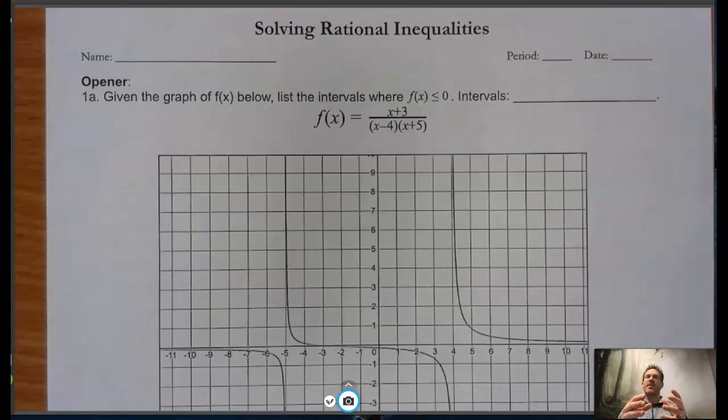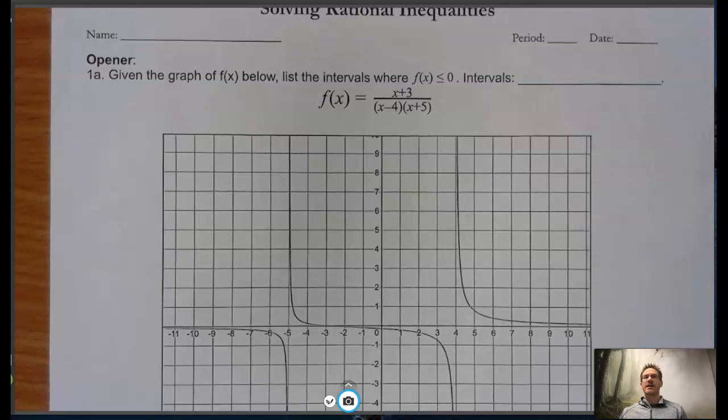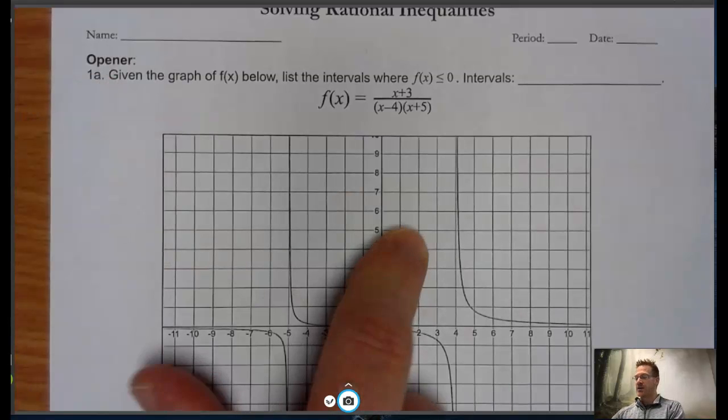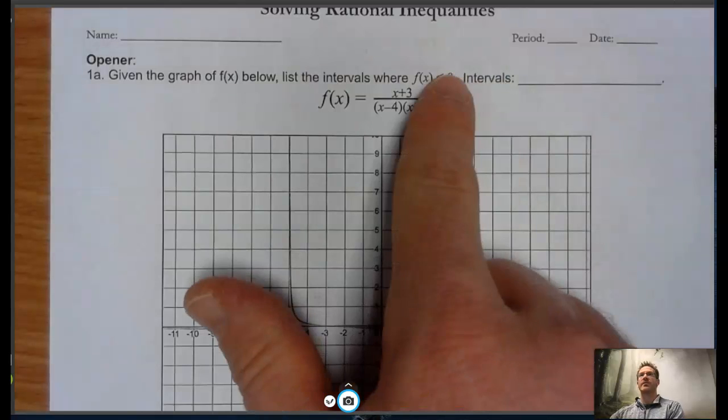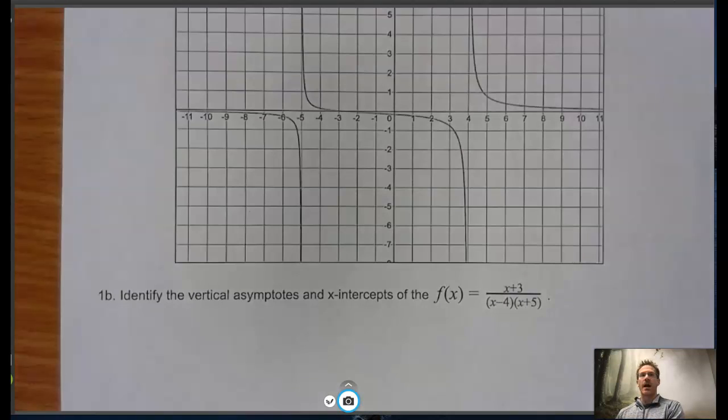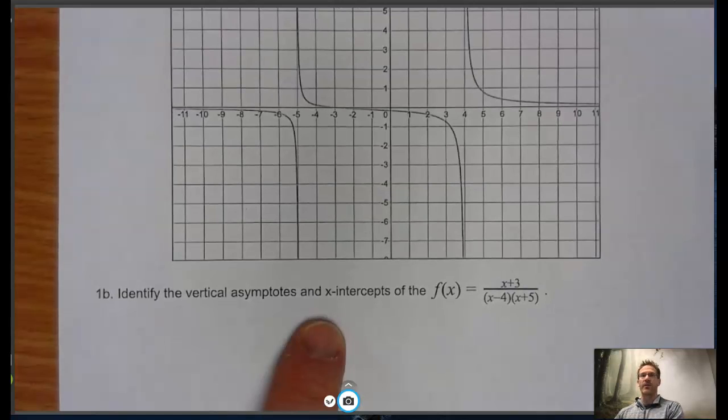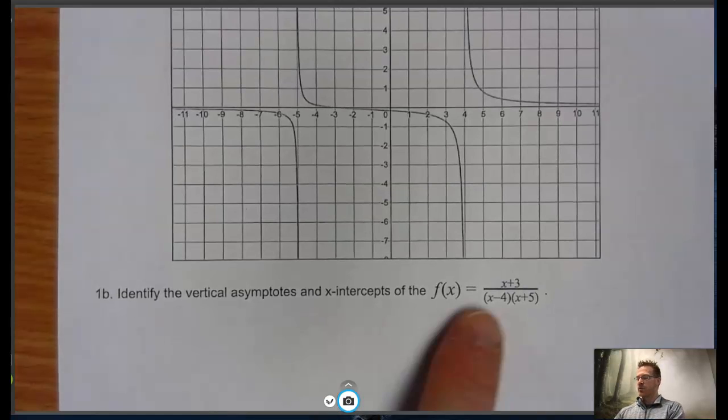So to get us thinking about rational inequalities, what we have is a graph here in our opener. What I would like you to do is parts A, B, and C for problem 1. Look at this graph and, in interval notation, tell me where this function is less than or equal to 0. And then in part B, identify your vertical asymptotes and your x-intercepts. And we've been friendly with you here. We've given you everything in factored form.